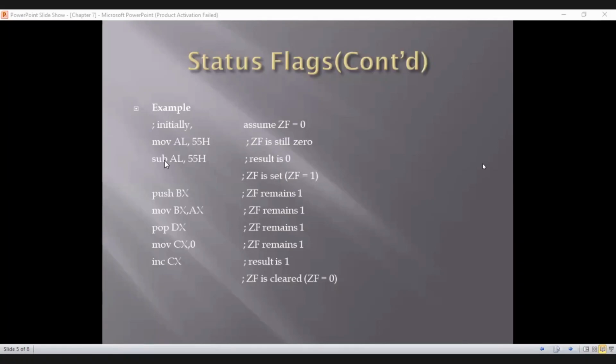Now the next operation is sub AL, 55H. After the move operation, the value of AL is 55H. It's a hexadecimal number. And now if we subtract the same data, that is 55H from 55H, what will be the result? 0, right?